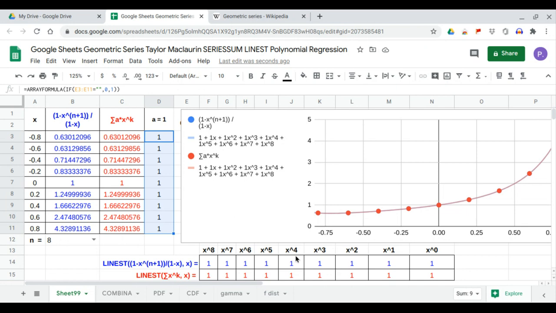This completes the use of Taylor-Maclaurin series sum and LINEST polynomial regression to generate the trend line and the dataset of the geometric series.